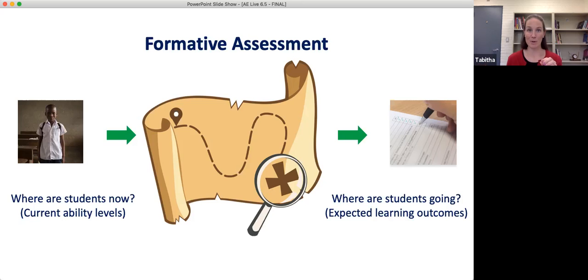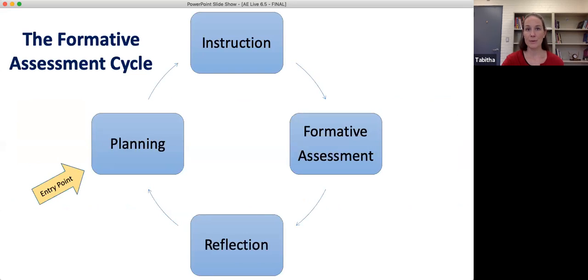The second most important piece of information on the map is the destination. If you don't know where the place you're going is on that map, you won't know how to get there. And formative assessment also tells us what the learning goal is, what the destination is. It tells us what the expected learning outcomes are. So once we know where students are now, their current ability levels, and where they're going, their expected learning outcomes, then we can draw on this information in our planning and our instruction. As we do that, we'll progress through what we call the formative assessment cycle.